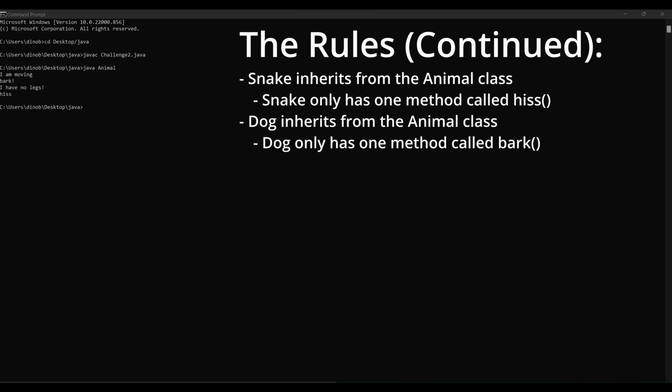Now, besides the animal class, we're also going to have the snake class, which is going to inherit from the animal class. The snake class is only going to have a method called hiss, which is going to print out hiss, just as you see on the screen here. And then finally, you're also going to have a dog class, which also inherits from the animal class. The dog only has the method bark. So those are the 3 classes, and those are the rules for the challenge.